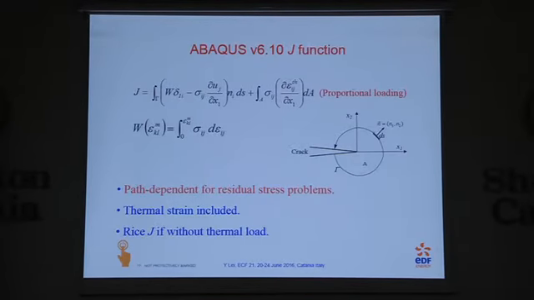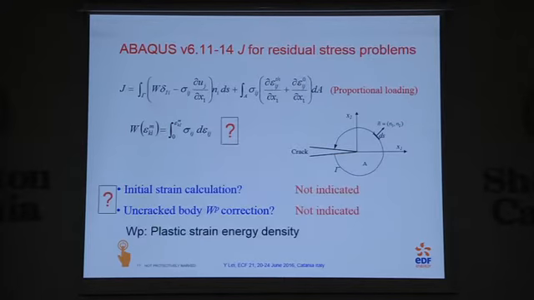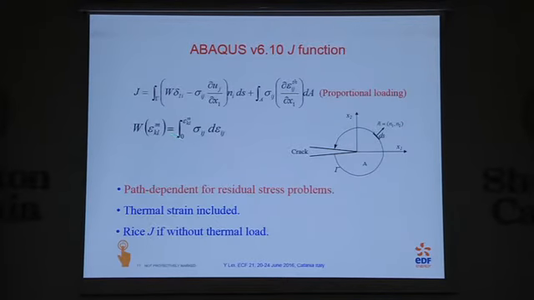Okay, now look at Abaqus. In Abaqus version 6.10 and lower, it uses the usual J plus thermal strain extra term. So this one is basically correct. We have used it for so many years, and the strain density is still calculated using the mechanical strain only. And this one is path dependent when you have a residual stress.